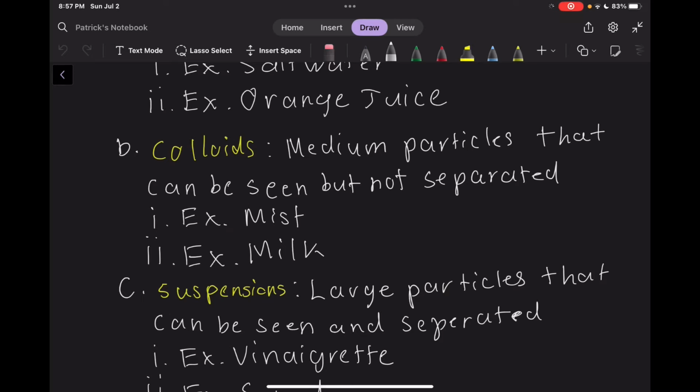Compare this with orange juice. We can leave orange juice out for a long time, and if it has no pulp in it, those particles in the orange juice aren't going to coagulate so we can see them. That's the difference between milk and orange juice as mixtures, and that's why the former is a colloid and the latter is a solution.